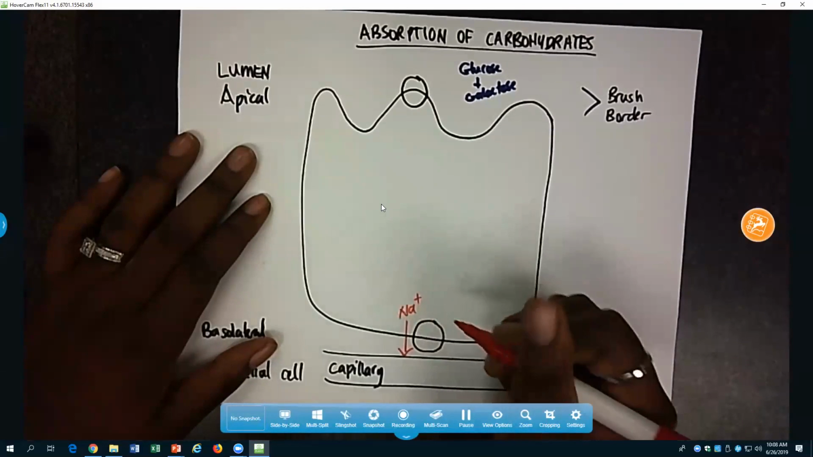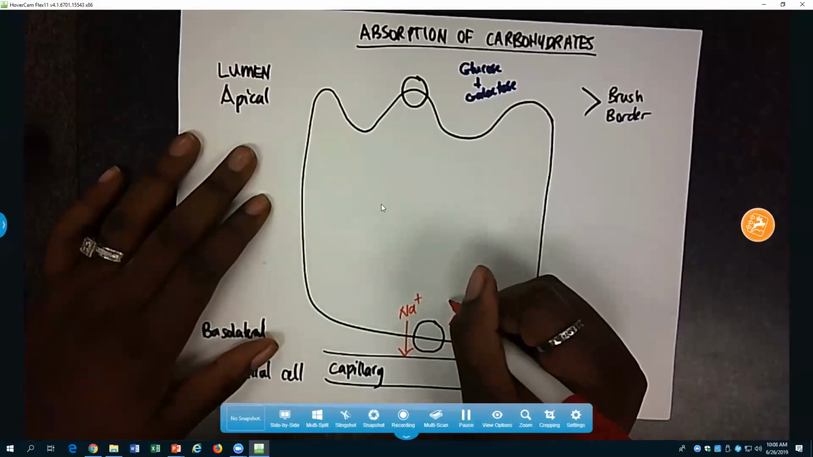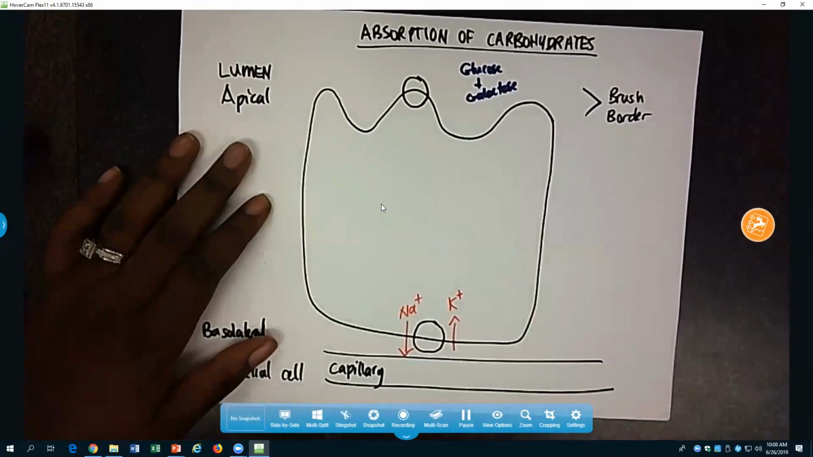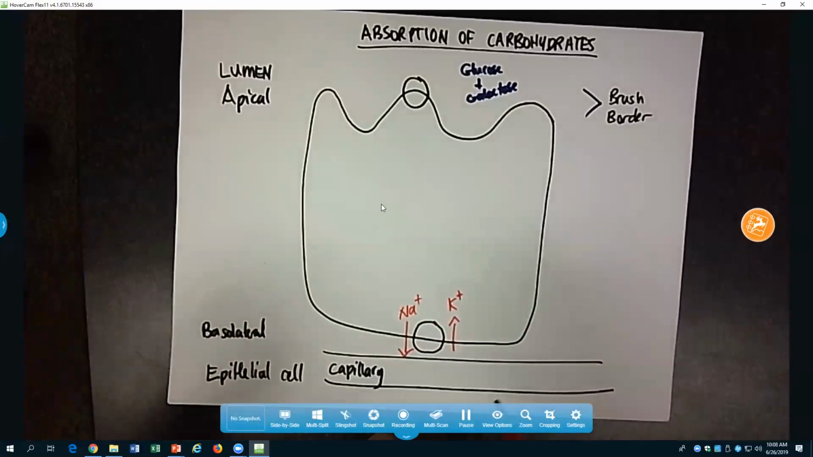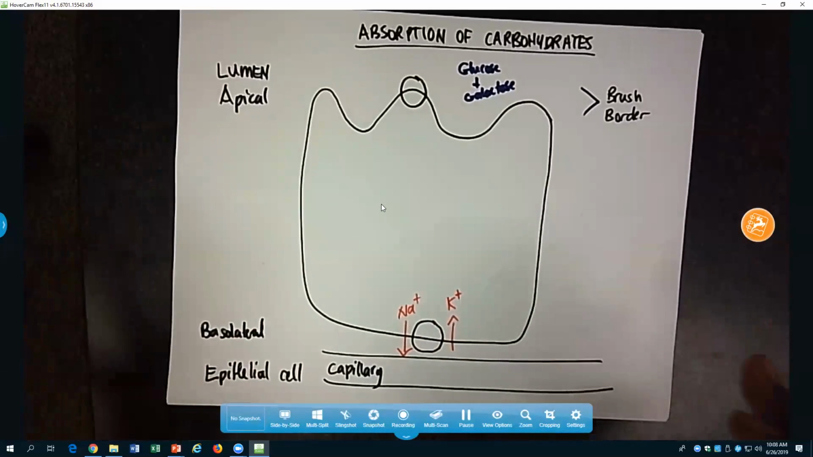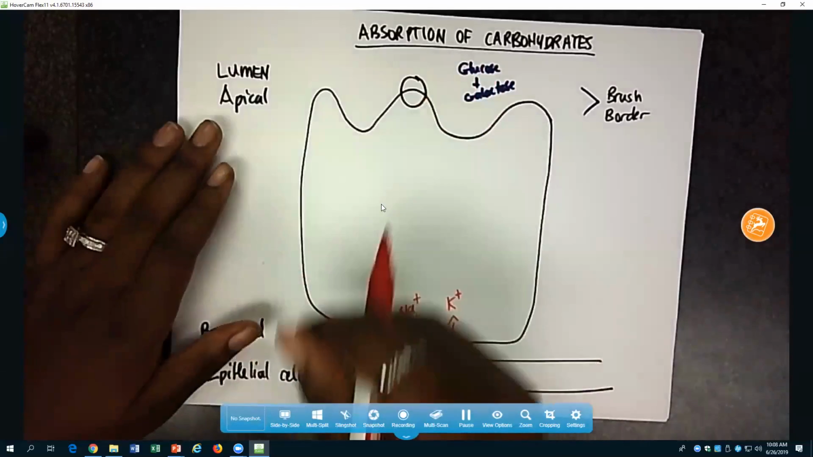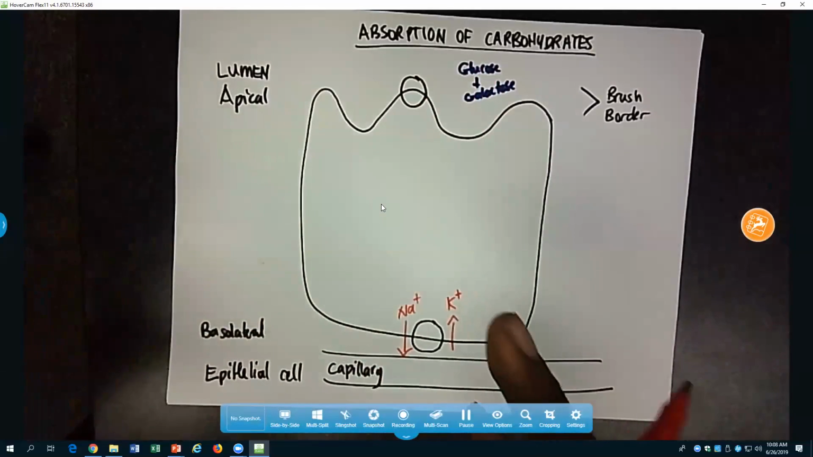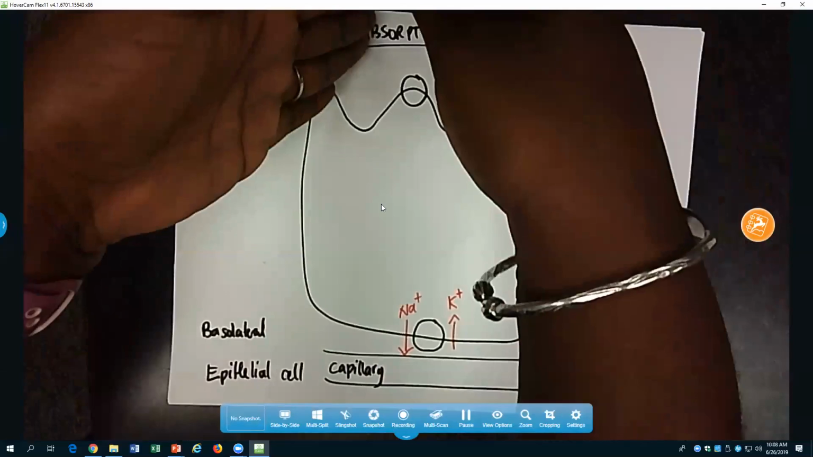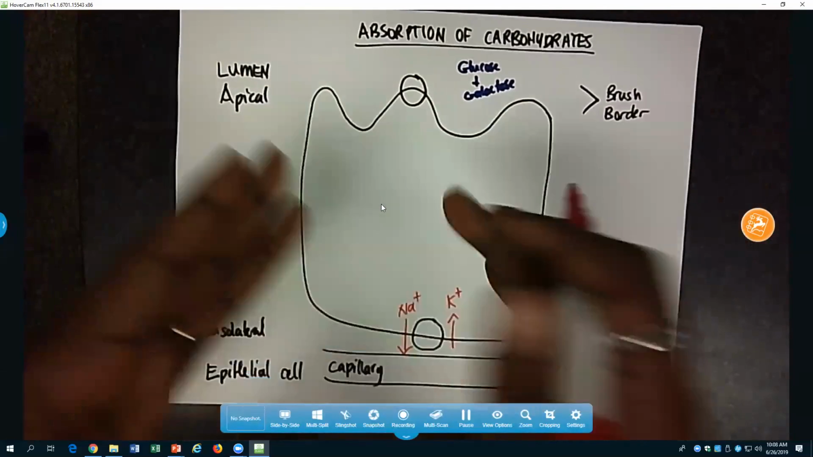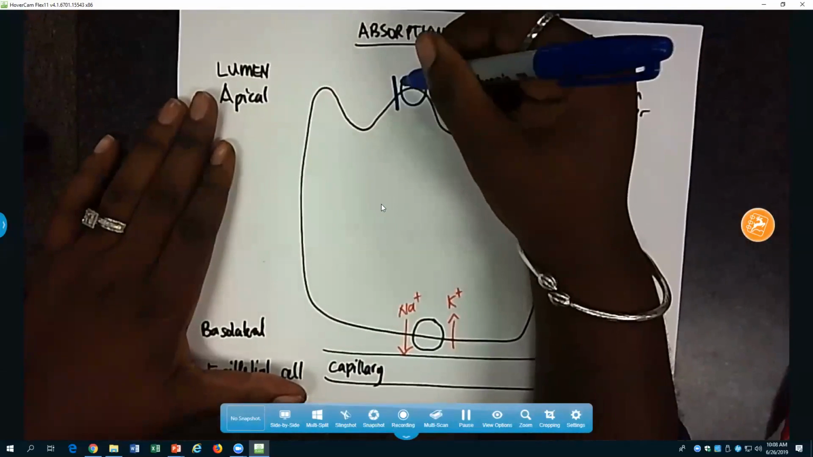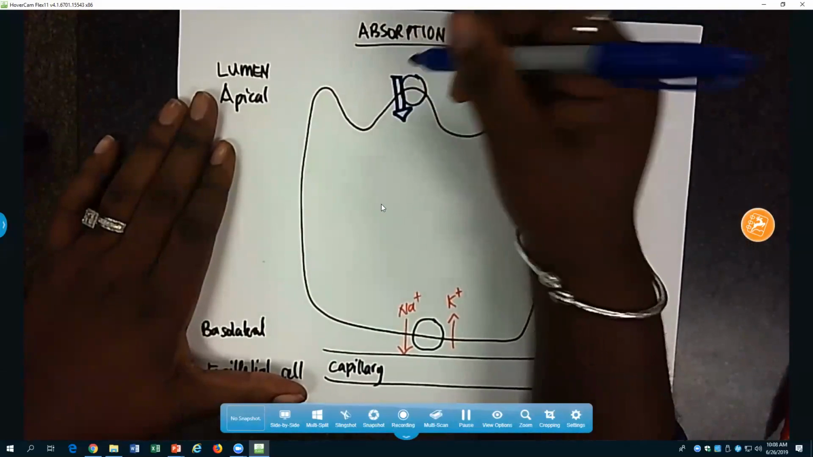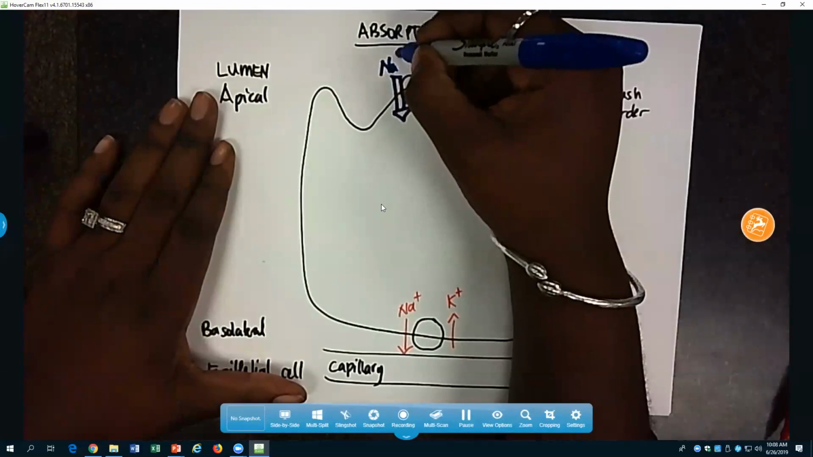The sodium-potassium pump, right? So potassium is going in and sodium is going out, and that is using energy, ATP. So this is an ATP pump. But this creates a gradient now. There's lots of sodium leaving the cell, and so we have a gradient where sodium wants to move from the lumen into the cell. So sodium is going to move across this transporter passively into the cell here.